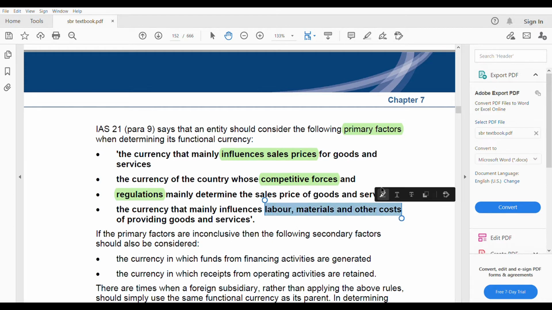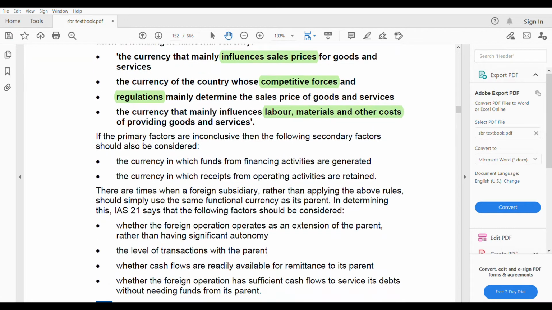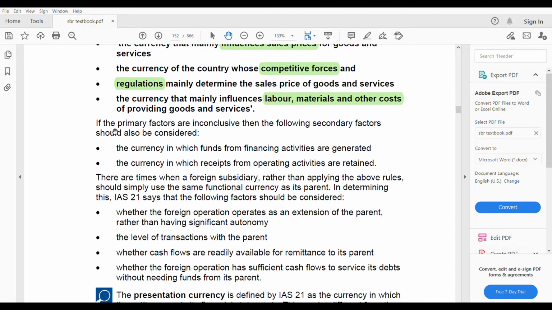Okay, you need to remember these points, because there are no other points from nowhere. These are the only points that you need to write, known as primary factors. Next, if the primary factors are inconclusive, then the following secondary factors should also be considered. So you should consider this too.